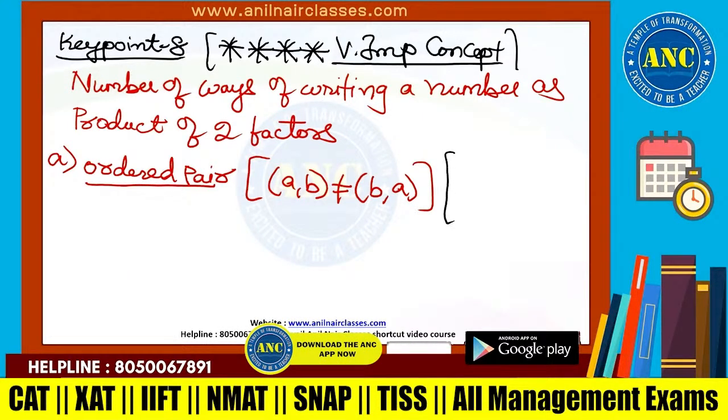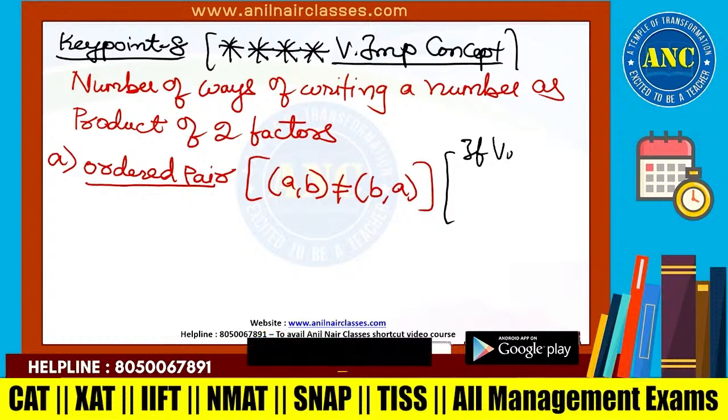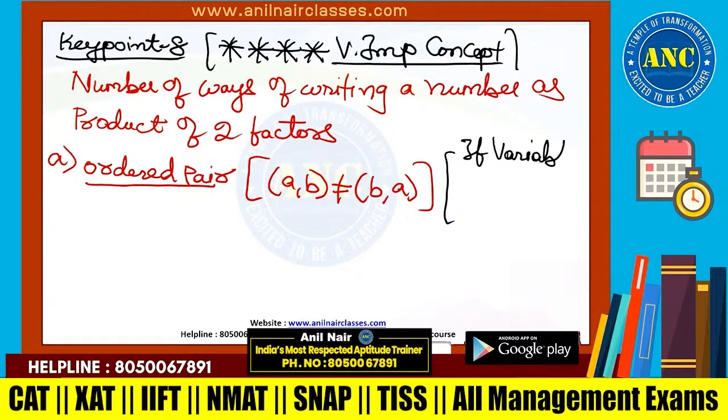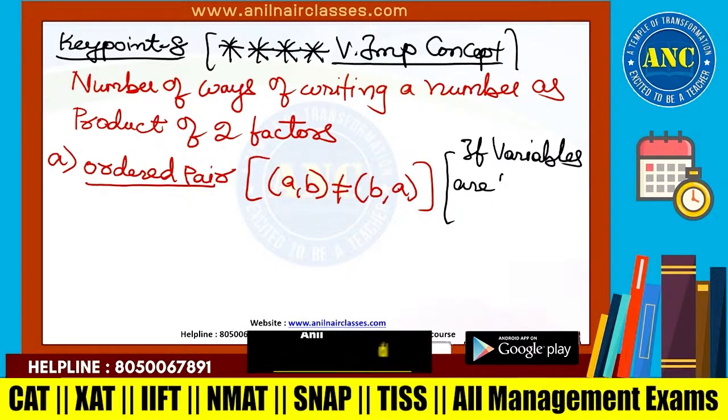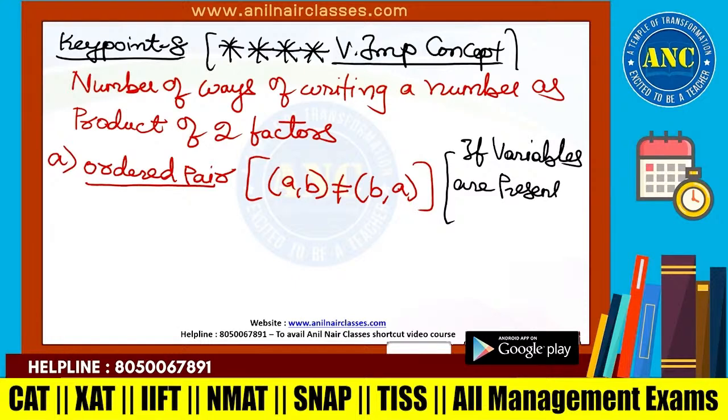When to use ordered pair? If variables are present in the question, please make use of ordered pair.